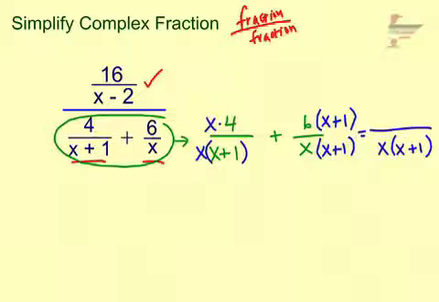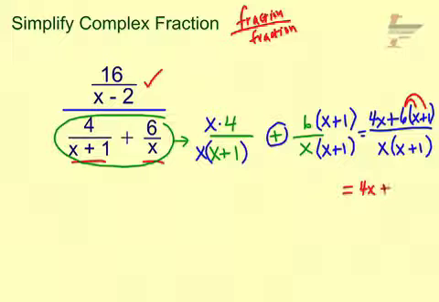For the numerator, we have x times 4 or 4x, and then plus, because we're adding our fractions, 6 times x plus 1. So now we're going to do some distributing. We want to clean up our numerator. We're going to multiply that out. So really we have 4x plus 6x plus 6. And we have the 4x and the 6x we can combine to give us 10x plus 6 over x times x plus 1.